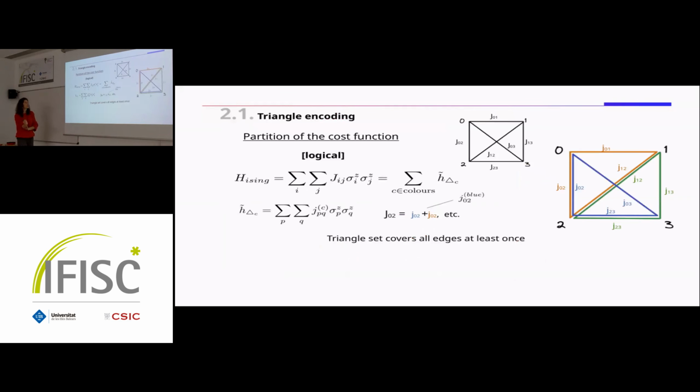What I was mentioning before: in order to cover this full Ising Hamiltonian, we split it into tiny Hamiltonians that will now describe these individual triangles. And in order to ensure that this is actually an equality, we just need to make sure that we go through every edge at least once, and that if we go through one edge more than once, all the energies that we assign to those individual triangles associated to that edge sum up to the full thing.